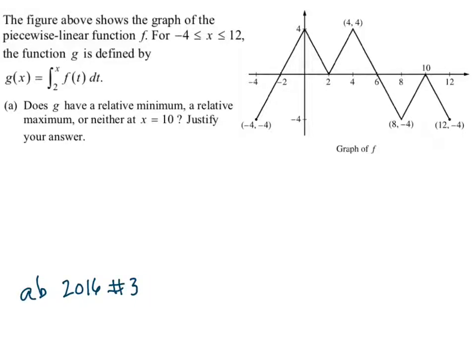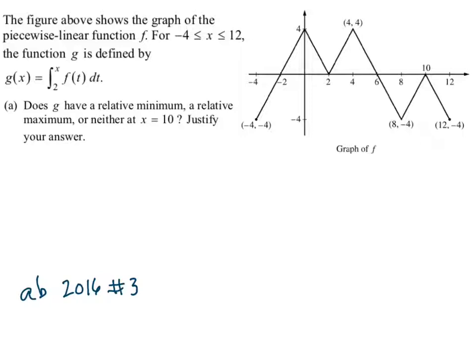All right, so this is the AB 2016 number 3. They give me a piecewise function on the right there from -4 to 12, and that's the graph of f. G is the function defined as the integral expression from 2 to x of f of t dt.